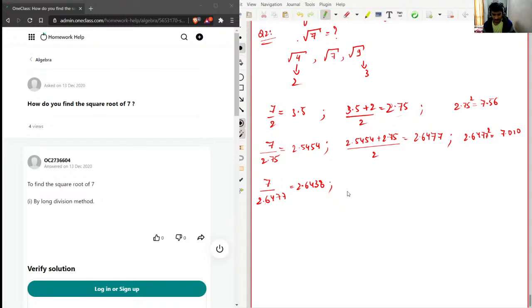I'll just write this again. So it will be 2.6438 plus 2.6477 over 2. This will be 2.6457.